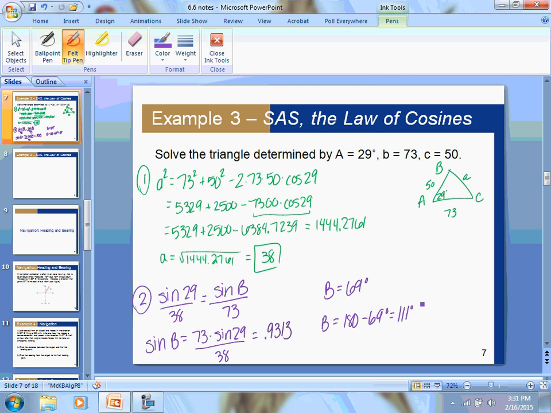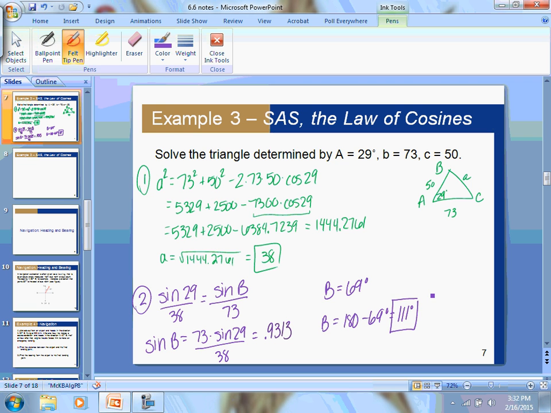for this problem. Okay, angle B is supposed to be across from a really large side. So it's the largest side in my triangle even. I've got a 73 side, I've got a 50 side, and then A was a 38 side. So does it make more sense for that 73 side length to be across from a 69 or a 111 degree angle? It's going to be across from the 111 degree angle.